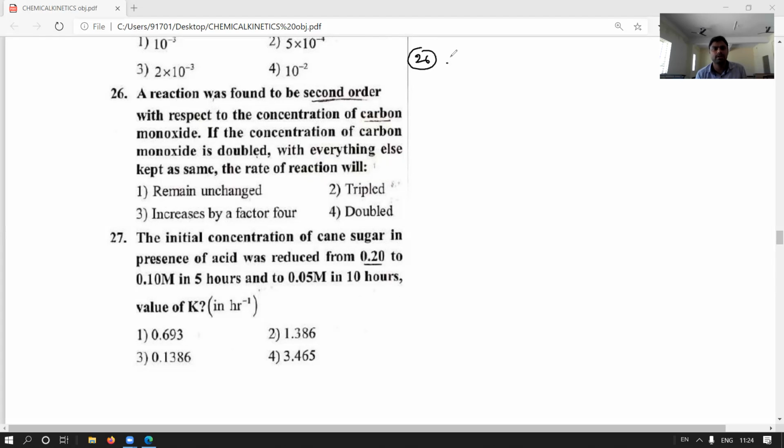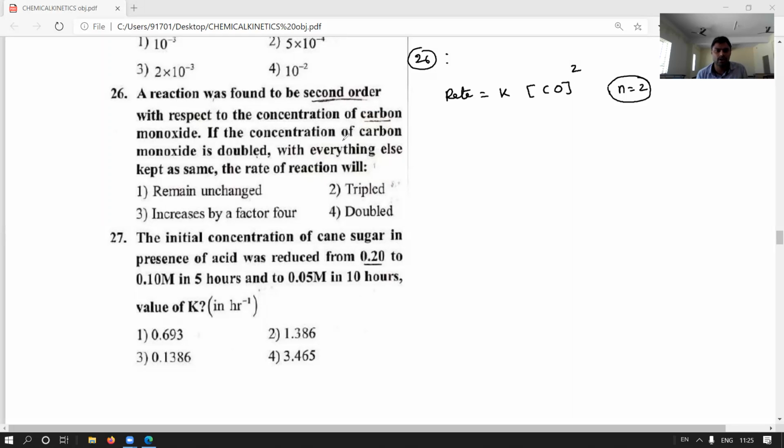It's very easy. A reaction was found to be second order with respect to the concentration of carbon monoxide. So the rate expression is K into the concentration of CO. The order is 2, n is equal to 2. Second order, that's why the rate is equal to K into concentration of CO square.